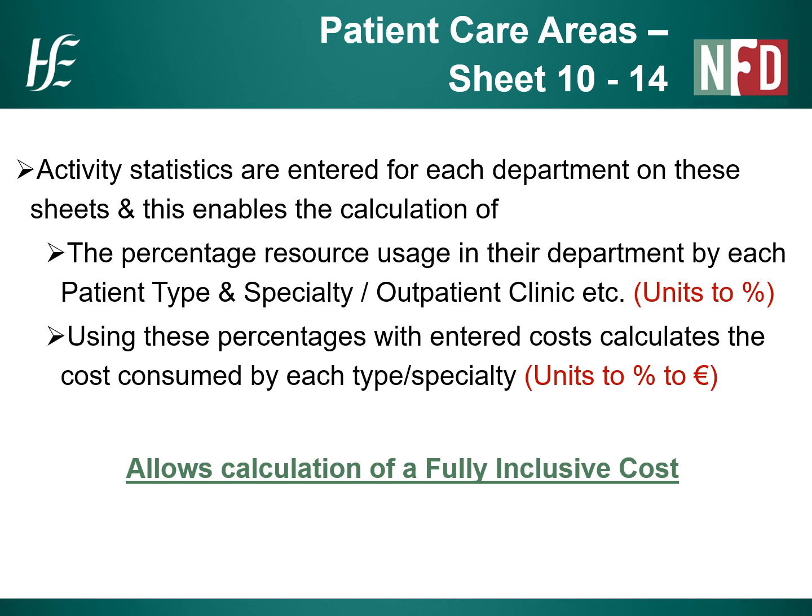Sheets 10 to 14 are patient care areas, and the activity statistics entered on these sheets, reflecting the resource usage of each patient care area, are converted to percentage and then onward to expenditure or euro consumed. Overhead costs are allocated to these areas, and the use of the statistics or units entered here allows the calculation of a fully inclusive cost, reflective of the services provided by each site in the period. As mentioned earlier, both inpatient and day case allocations are used to form funding for the hospital via activity-based funding.